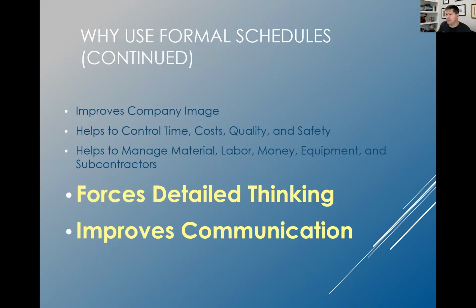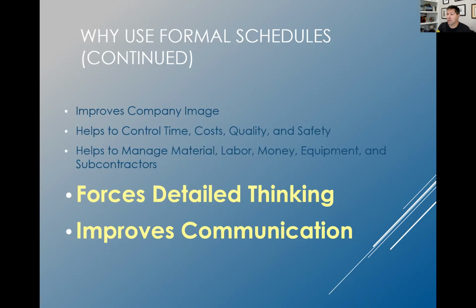All right. Also, it improves your company image. There's nothing worse than being asked for a schedule and you're like, well, I've got it in my head. No, you don't. It needs to be on paper. It needs to be in a software program on paper somewhere, tangible, that you can share with people. You will be thought of as a much more professional company if you have a written schedule.